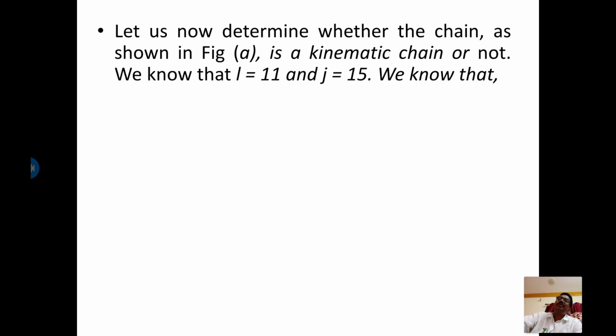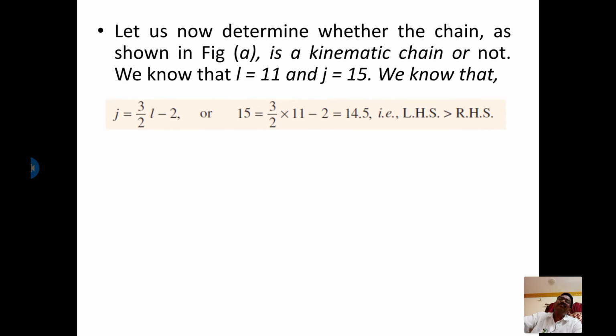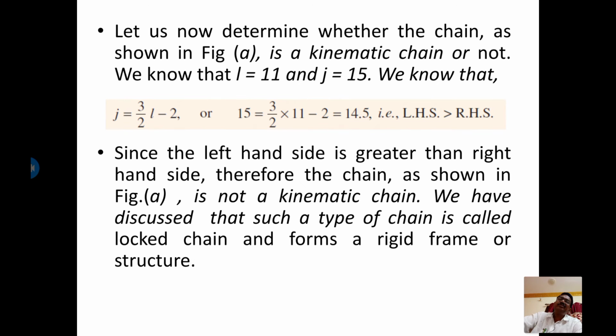Now determine whether figure A is a kinematic chain or not. For that, the number of links is 11 and J is 15, and substituting the values in this equation, the left hand side value is greater than the right hand side value. Therefore it is not a kinematic chain, it is a locked chain. When the left hand side value is greater than the right hand side value, it is called a locked chain and forms a rigid frame or structure.